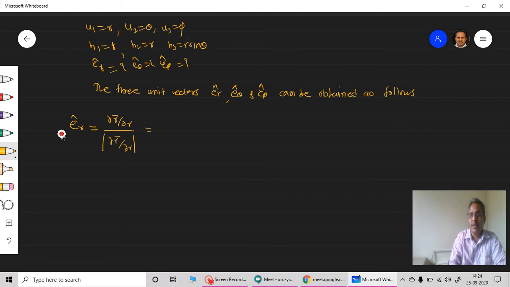I have obtained equation, I had to use equation number 2 at this place. Equation 2 was sin θ cos φ into i cap plus sin θ sin φ into j cap plus the third vector is cos θ into k cap. That is my equation 2.